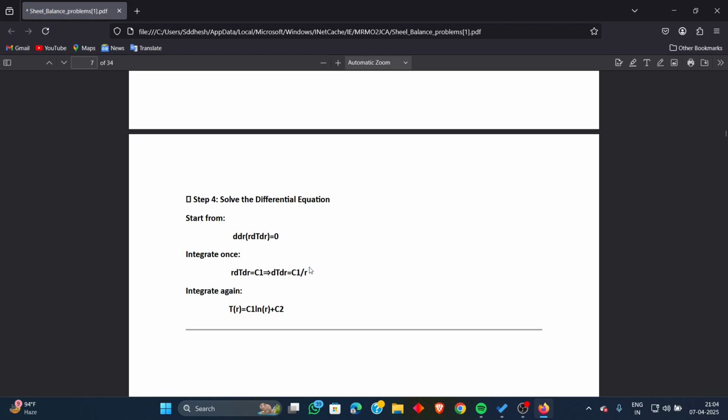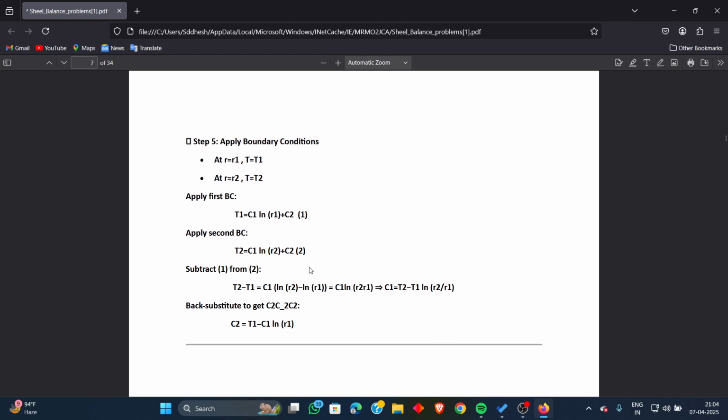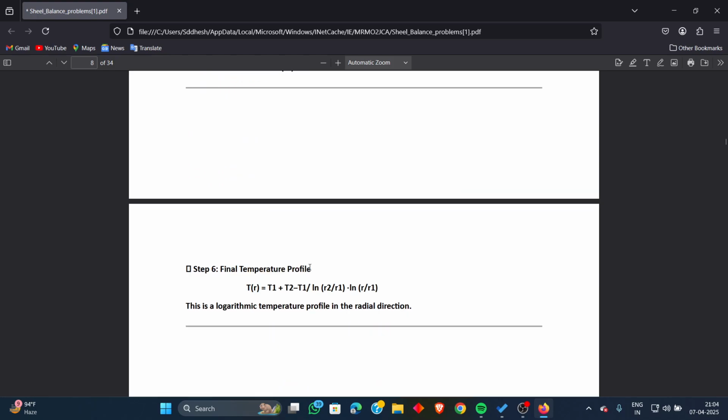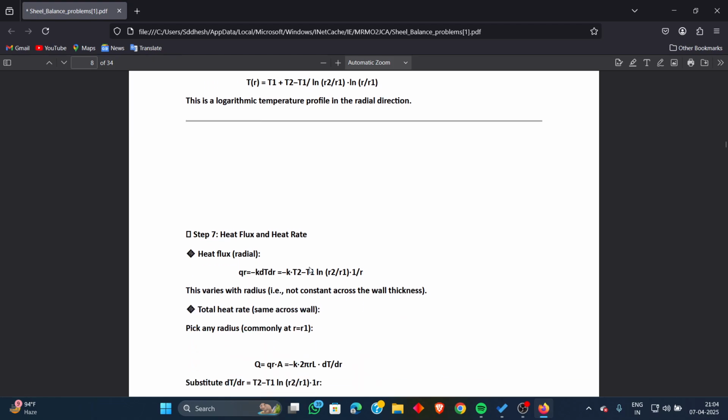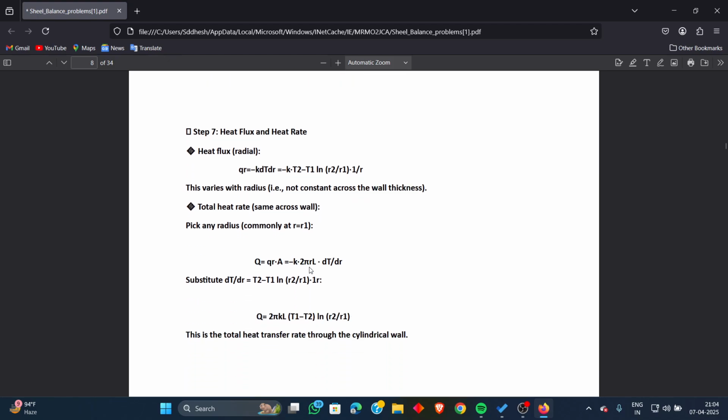Step 4, solving the differential equation. After integration, we get the two equations here. Next, boundary conditions. Applying the boundary conditions, we get the value of C2, and the final temperature profile that is logarithmic here. We understand there's a logarithmic temperature profile in the radial direction. Step 7 is heat flux and heat rate. We also got the total heat transfer rate to the cylindrical wall at the end of this question.